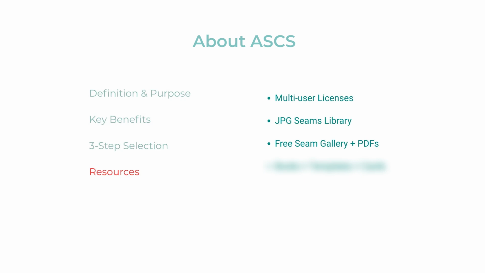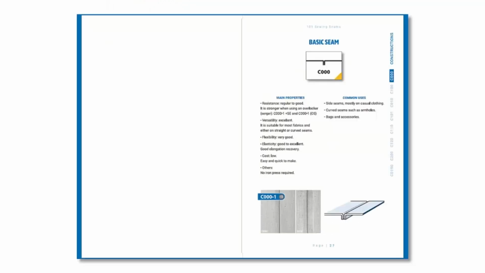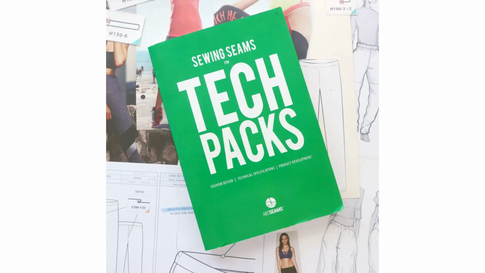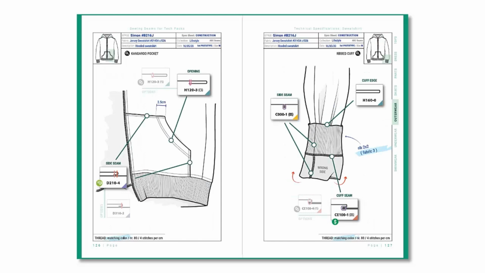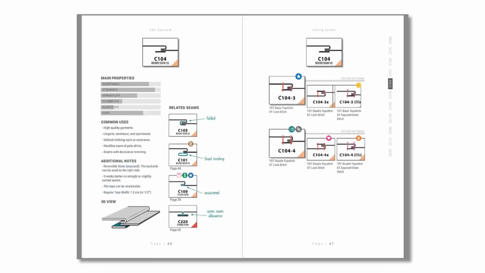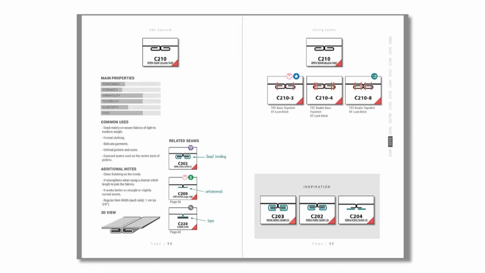resources. They publish several technical books. Like reference guides? Exactly. Things like 101 Sewing Seams, the most used seams by fashion designers, which is like a visual dictionary, or Sewing Seams for Tech Packs, a practical guide, and even one called Strong Seams, the catalog to design durable clothing. Perfect for our summit seeker, focusing on durability.